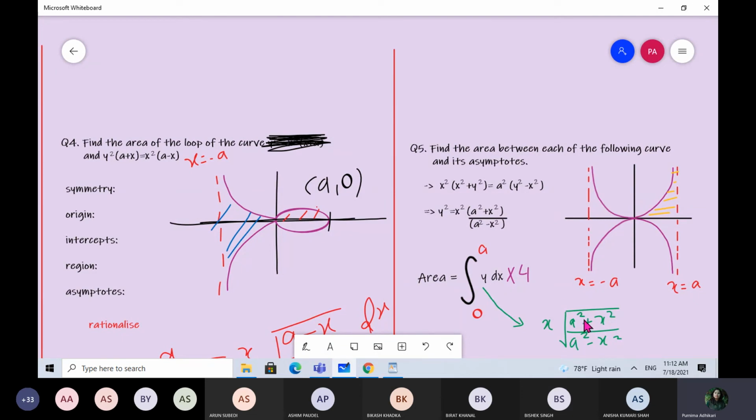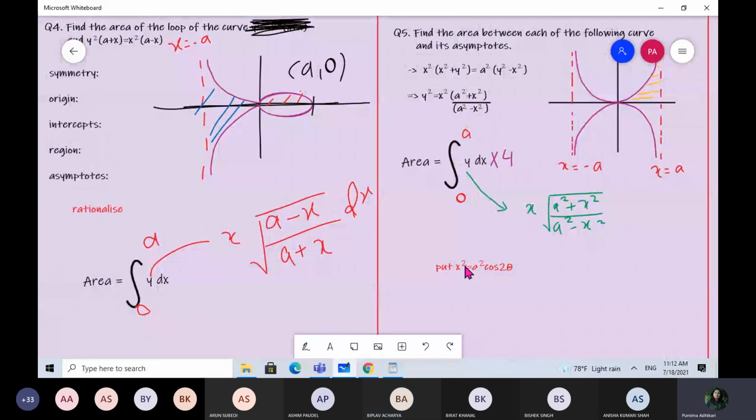Yes, quickly decide how will you integrate this. Any idea? Substitution. Here you will apply substitution. What substitution will you apply? No idea. Should we put x squared as cos 2 theta? Yes, very good attempt. You are going to substitute x square equals a square cos 2 theta. Because you know that 1 plus cos 2 theta and 1 minus cos 2 theta simplify for you. The under root also goes away. And since x square is there, you differentiate, you will get x dx in terms of d theta.